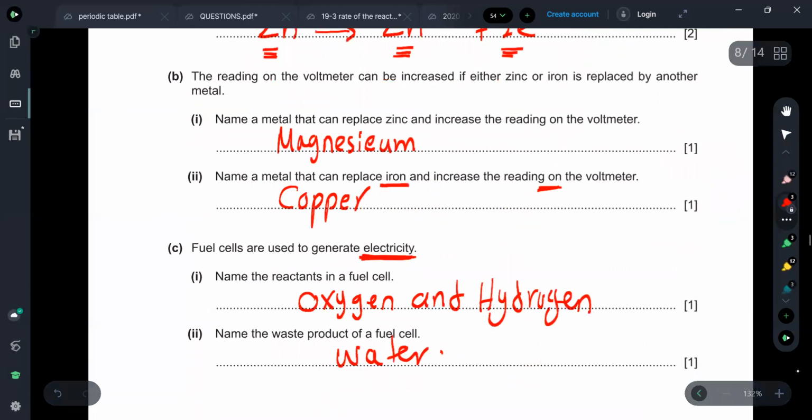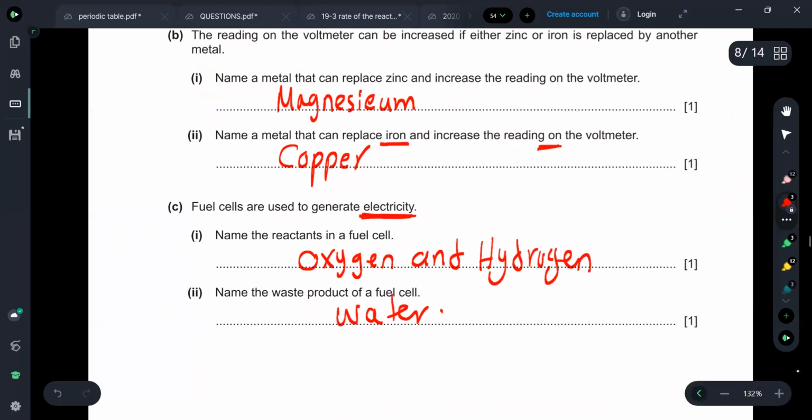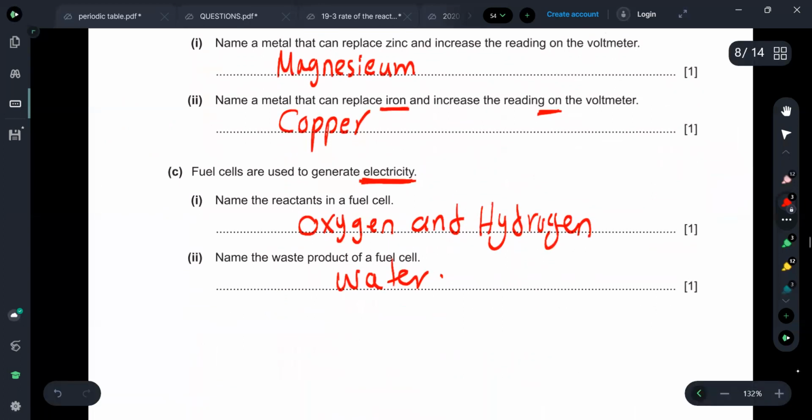Fuel cells are used to generate electricity. Name the reactants in a fuel cell. In a fuel cell, we use oxygen and hydrogen to form water and generate electricity. So the waste product of a fuel cell is water.